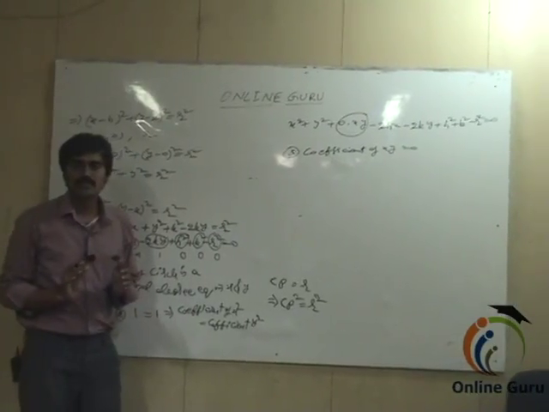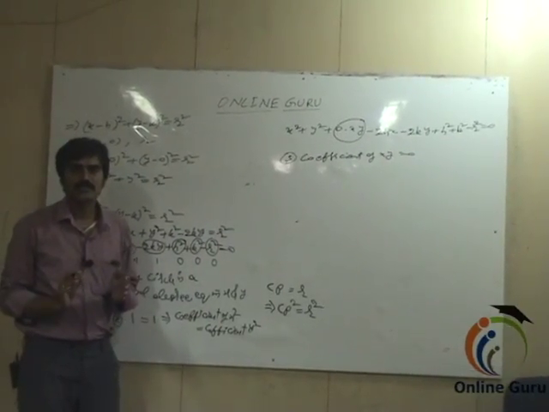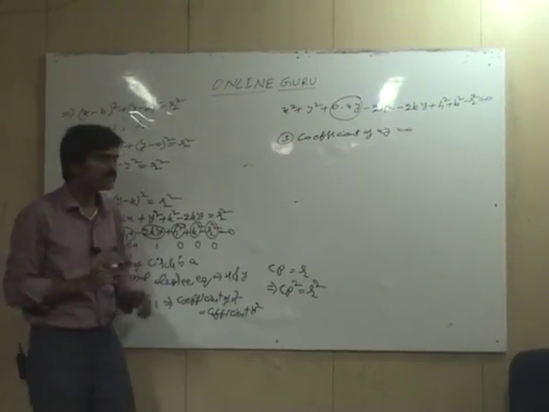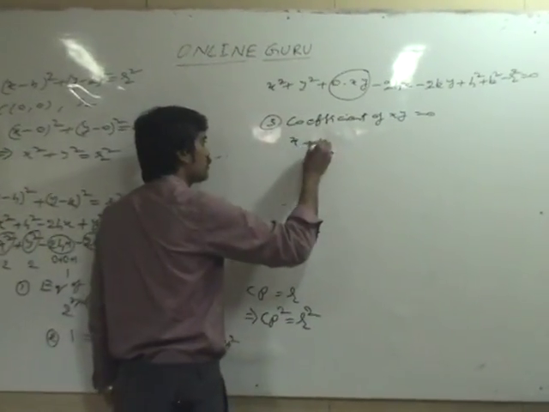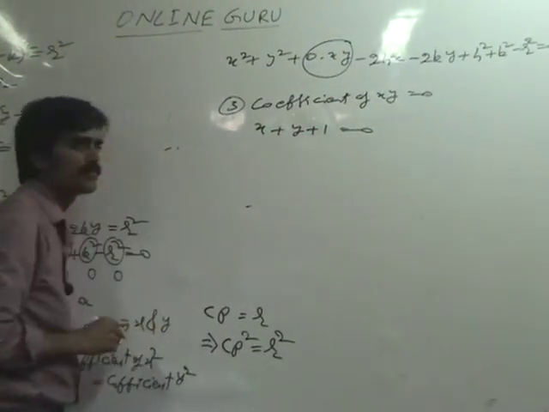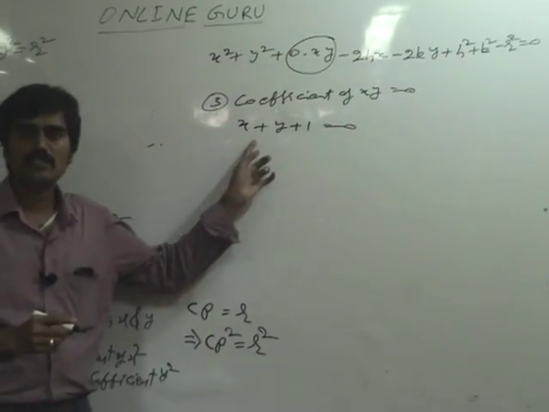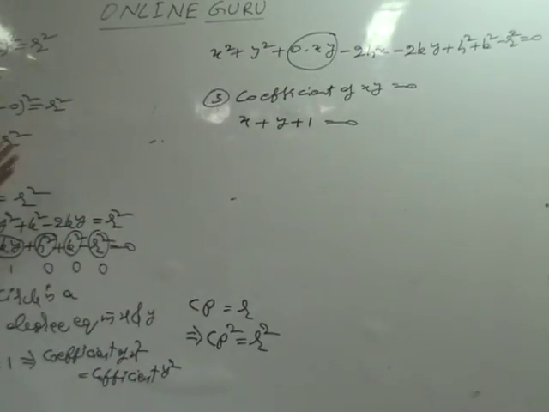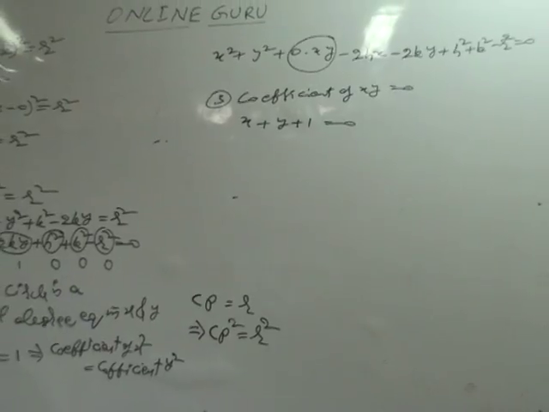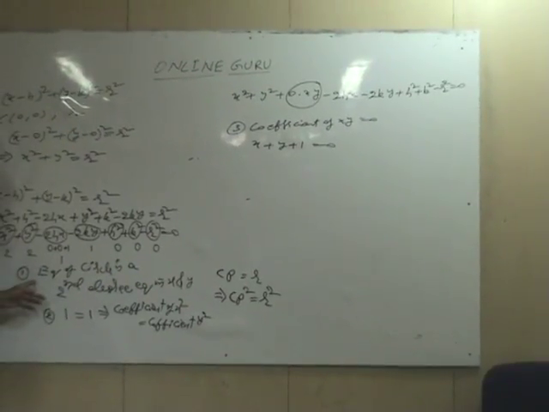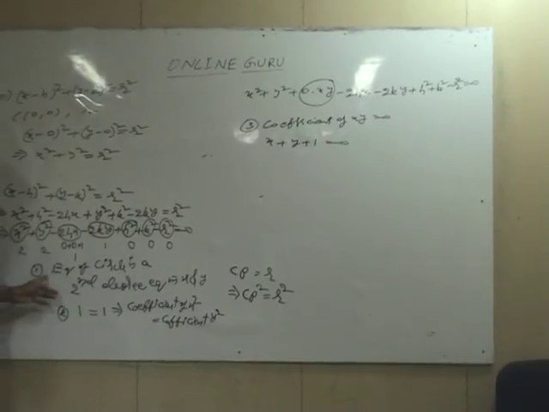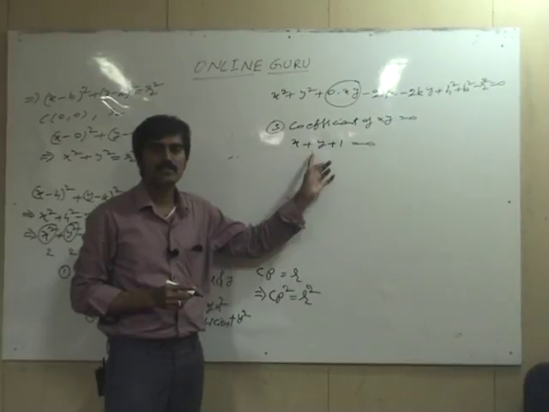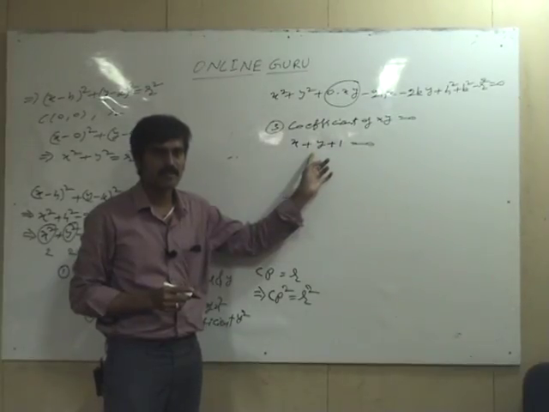With these three properties, you can decide for any equation whether it is the equation of a circle or not. For example, if you take x plus y plus 1 equal to 0, is this the equation of a circle or not? For this one you have to verify these three properties. What are these three properties? It must be a second degree equation in x and y. Here this is not a second degree equation, that's why this is not the equation of a circle.